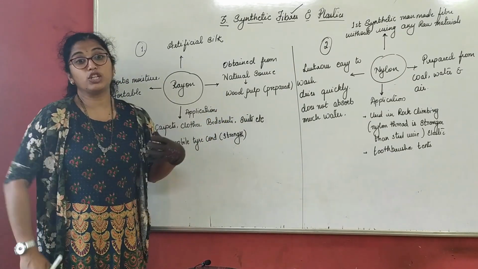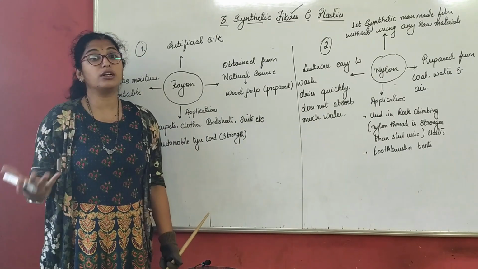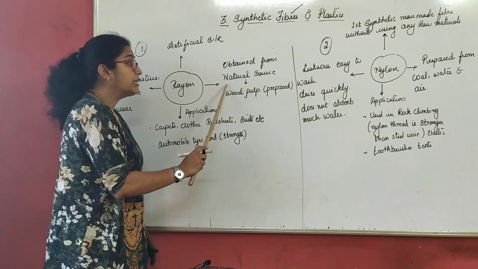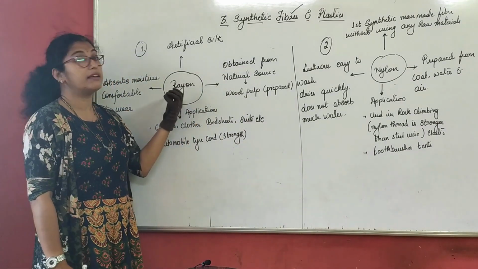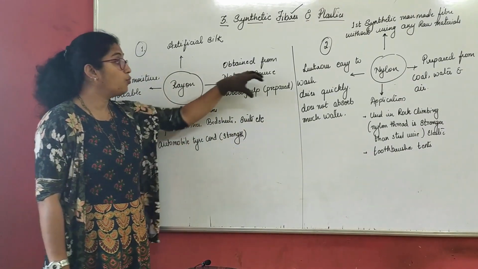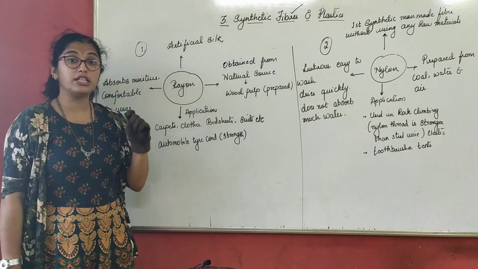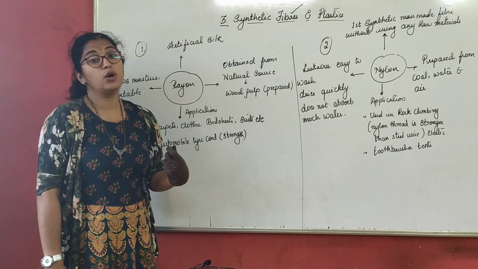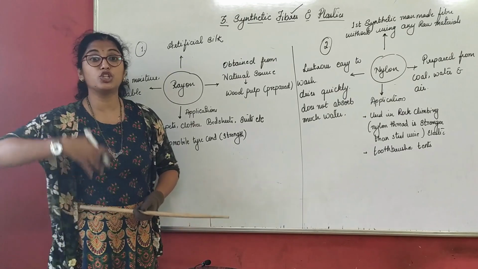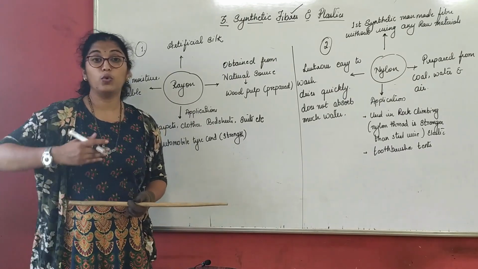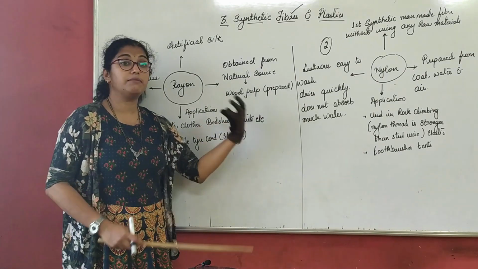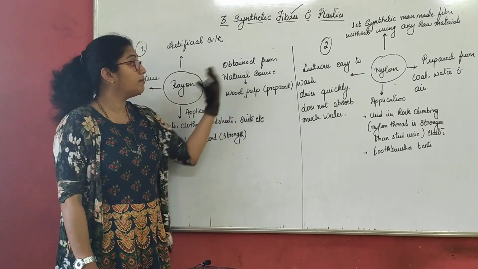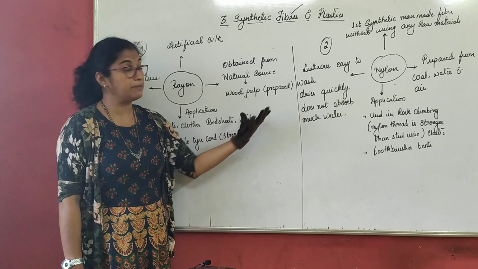Now it does not come under natural fiber. So wood pulp is a raw material used to prepare rayon, right? So we use wood pulp, a natural source, as a raw material. We require certain material, rayon, which is not naturally available. We have to prepare them. But how do we prepare them? We prepare them using a raw material from a natural source, that is wood pulp.